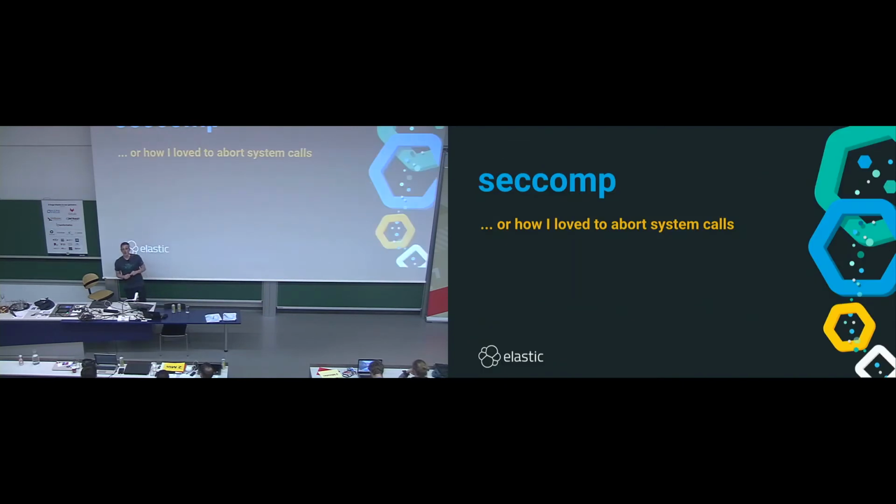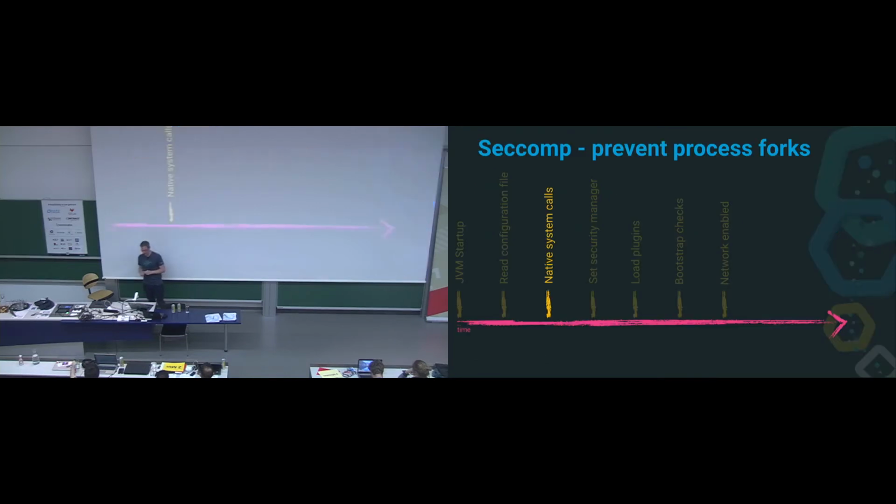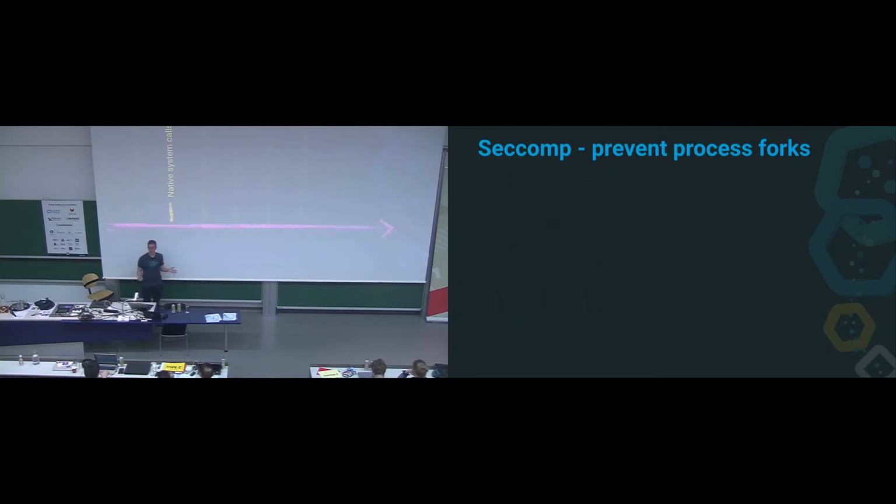Who of you knows what Seccomp is or has heard of Seccomp? Oh, that's nice. It's actually a lot of people compared to when I talk about this. So the idea of Seccomp is the ability to set a security policy. And the reason why we wanted to use Seccomp was basically to prevent process forks. I just said, like, when there's a process being forked in Elasticsearch, that's a problem. We know we've been hacked.